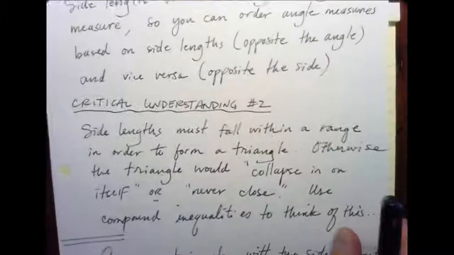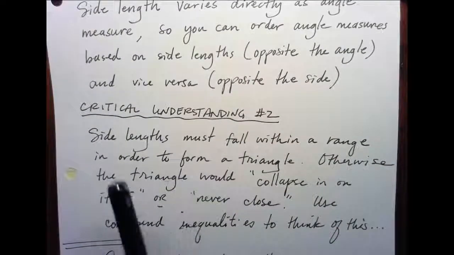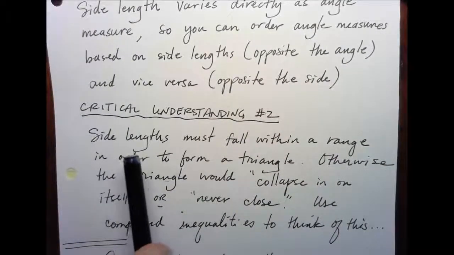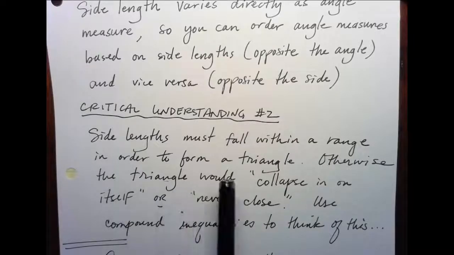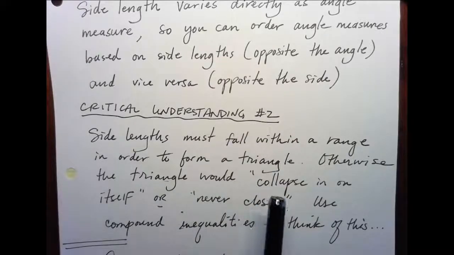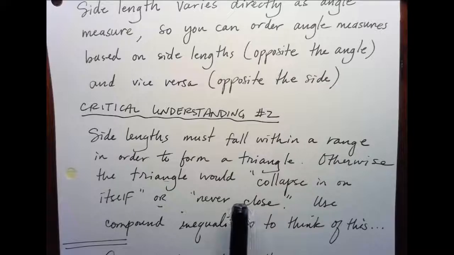Critical understanding number 2 is that side lengths must fall into a range in order to form a triangle. Otherwise, one of 2 things will happen. Either the triangle would collapse in on itself, or it would never close. And so you may be starting to think, well, this seems really complicated, but really there's a lot going on in geometric figures, and a triangle is the most basic geometric figure in planimetry, so we are going to spend a lot of time this year talking about them.